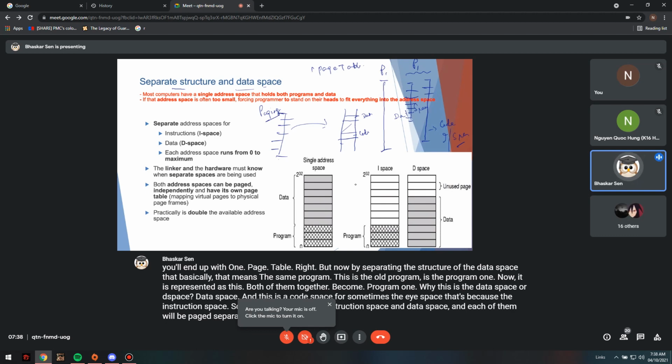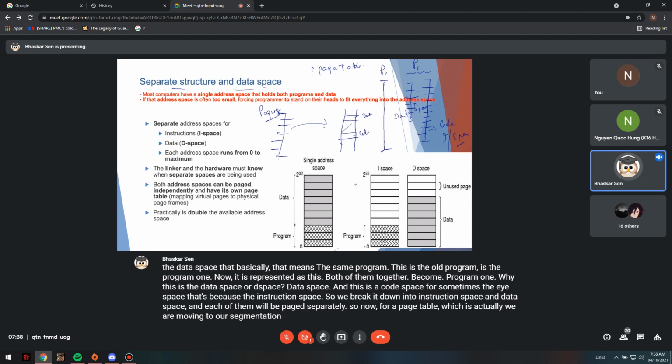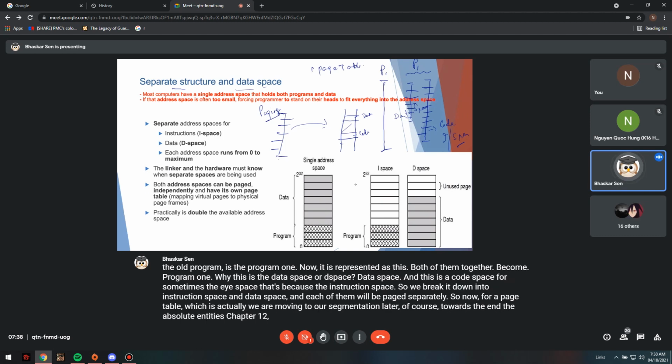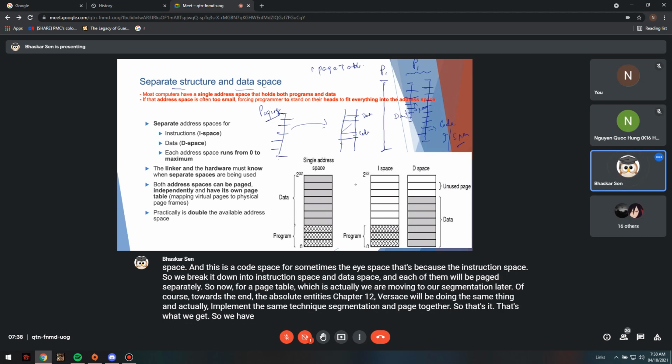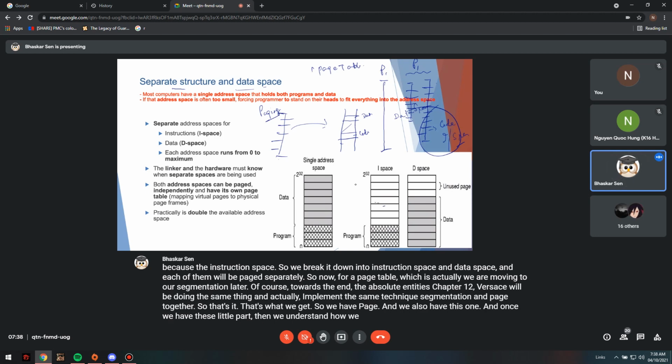So now for a page table, we are moving towards segmentation. Later, of course, towards the absolute end of this chapter, we'll talk about segmentation. You will see we'll be doing the same thing, and we'll actually implement the same technique, segmentation and paging together. So that's what we get. So we have page, and we also have this one. Okay. And once we have this little part, then we understand how we are going to play them.